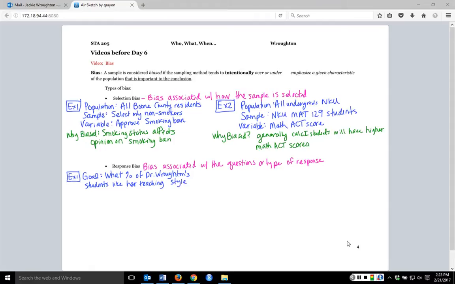Right, and right now we're going to assume that I selected my sample in a good way, it's not biased. There can still be a response bias. How could there be a response bias? So here is the question I've decided to ask the students. Or maybe you have decided to ask the students. So if my question says, Dr. Roten is the best. Don't you love her teaching style?